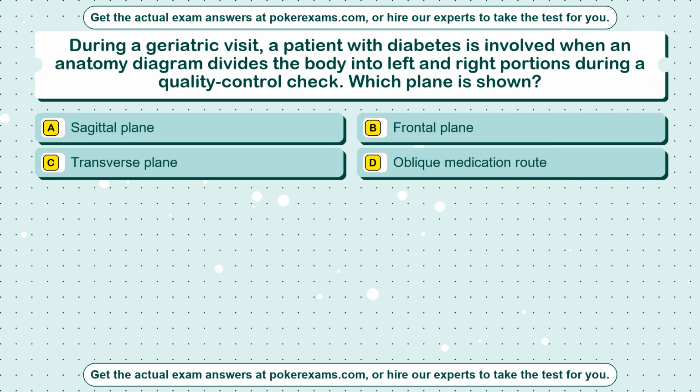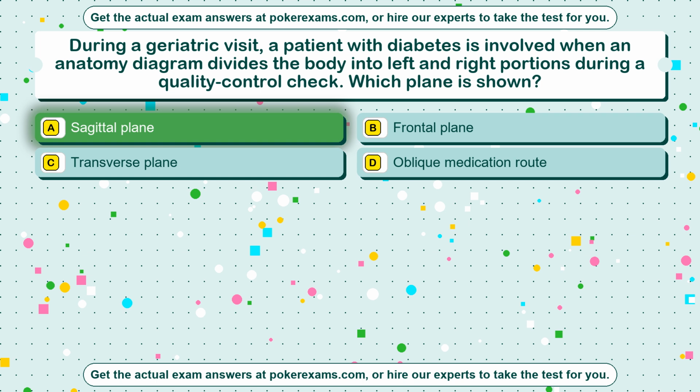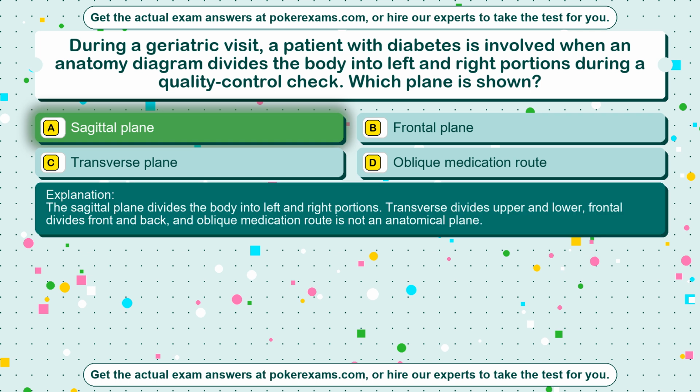Question 54. During a geriatric visit, a patient with diabetes is involved when an anatomy diagram divides the body into left and right portions during a quality control check. Which plane is shown? Option A, sagittal plane. Option B, frontal plane. Option C, transverse plane. Option D, the oblique medication route. The correct answer is option A, sagittal plane. The sagittal plane divides the body into left and right portions. Transverse divides upper and lower. Frontal divides front and back, and oblique medication route is not an anatomical plane.